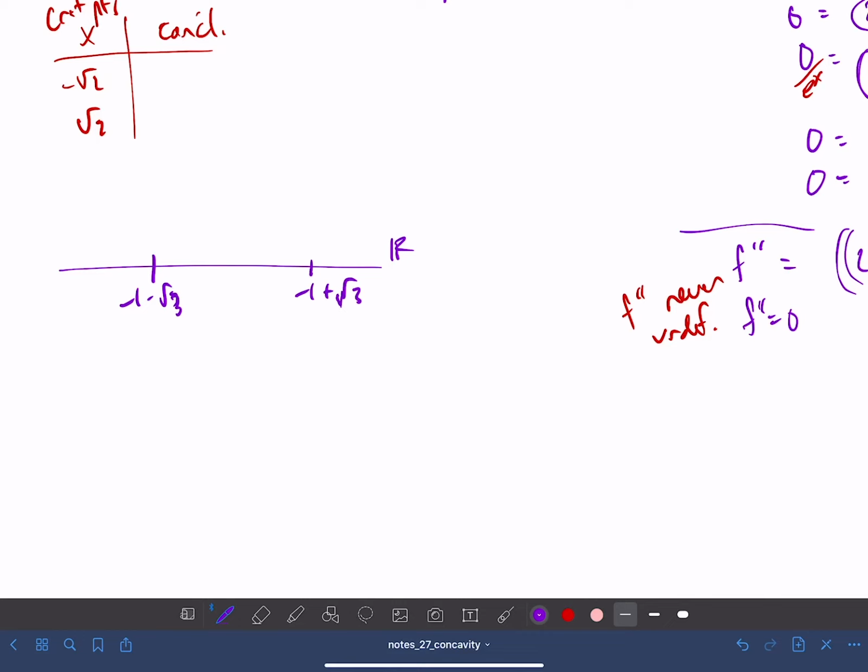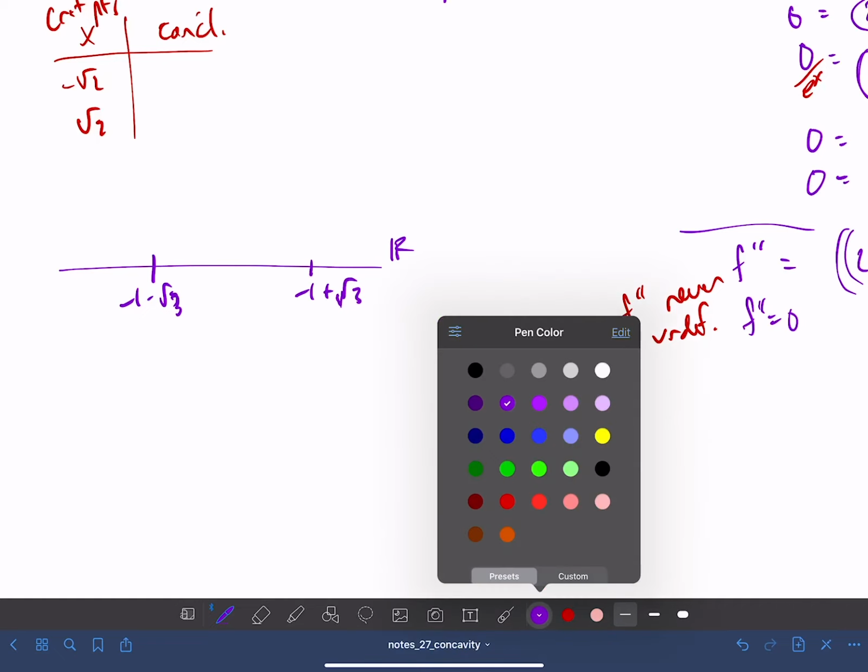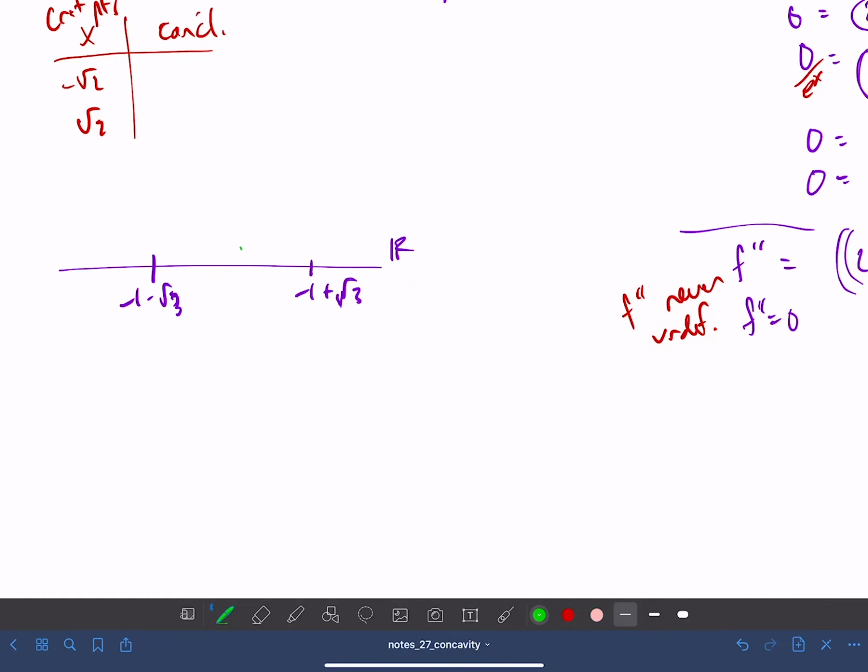All right, so we have 3 intervals. 1, 2, 3. Let's label some test points. I know one that I'm going to put in here, 1. I know one that I want to put over negative 1. I know one that I want to put in over here. Let's go with minus 5. That seems good. And then how about over here? Let's go with that being 5, because why not?